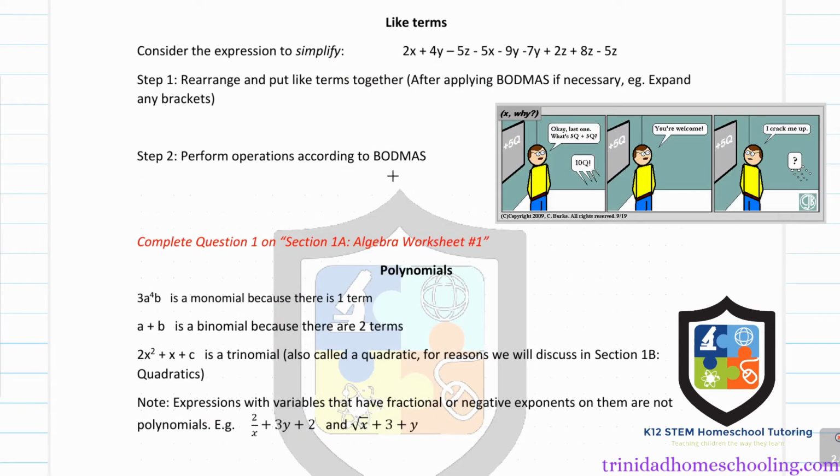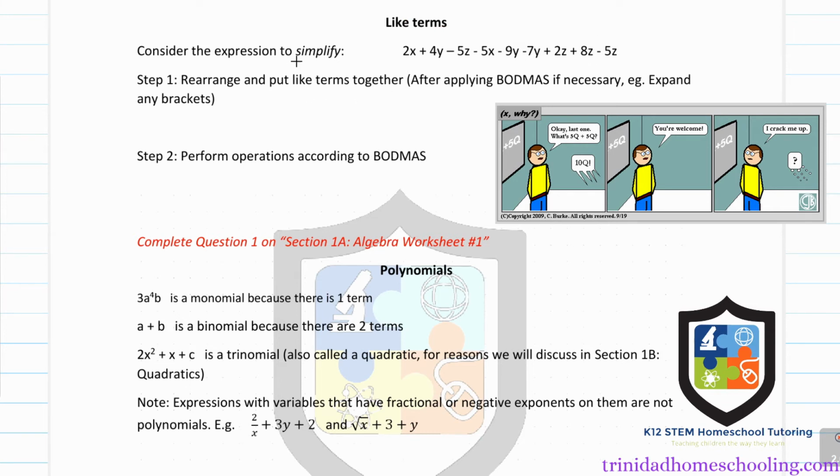So here we are on page 2, and we are going to talk about something called like terms. So we identified what terms were on page 1, right? So now we're going to talk about like terms. Now consider the expression to simplify: 2x plus 4y minus 5z minus 5x minus 9y minus 7y minus 2z minus 8z minus 5z. Alright, so here we have terms that are separated by a mathematical operation.